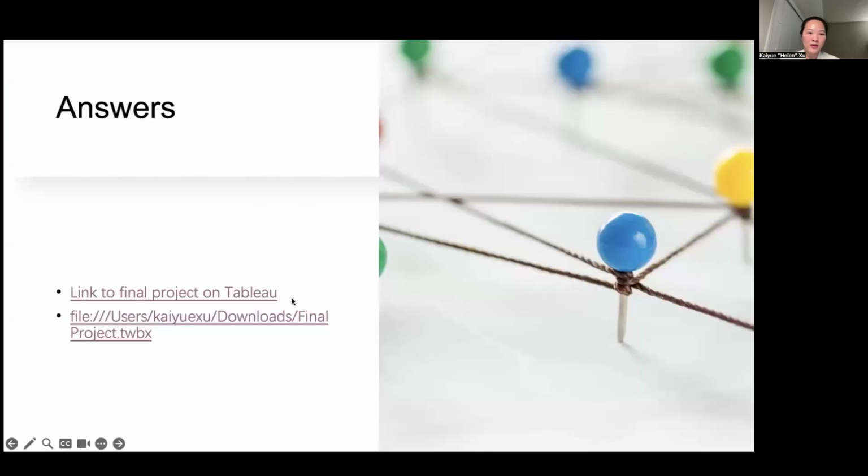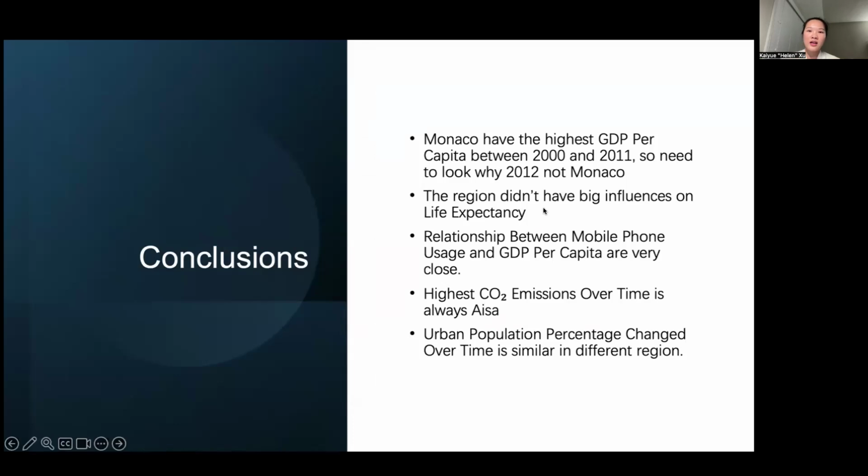Back to the PowerPoint, I'm going to talk about the conclusion. I saw that Monaco has the highest GDP per capita between 2000 and 2011, so I think we need to look at why it is not Monaco in 2012. Second, region doesn't have a big influence on life expectancy, as talked about before. I think higher development of technology may have an influence on it.